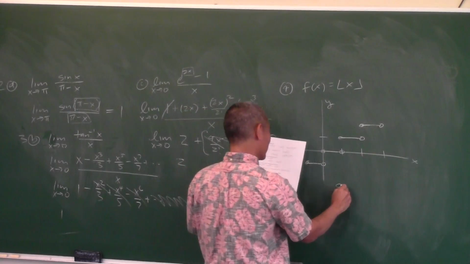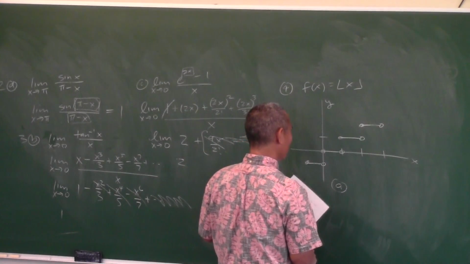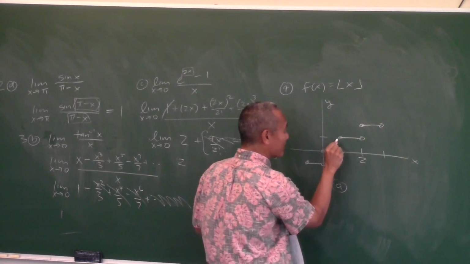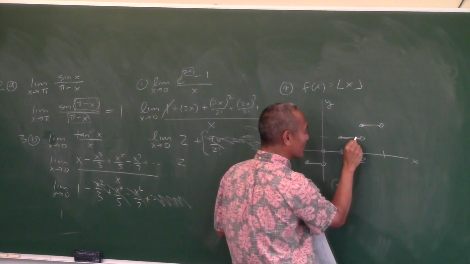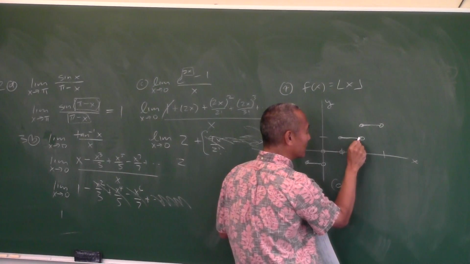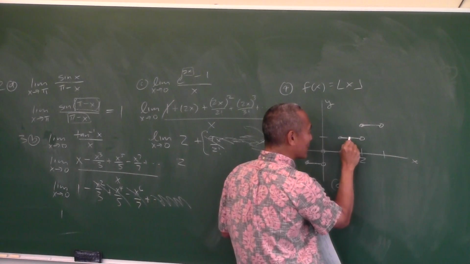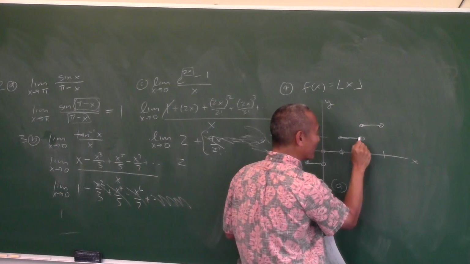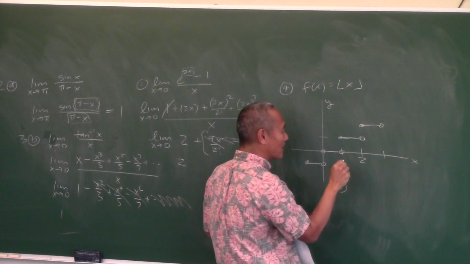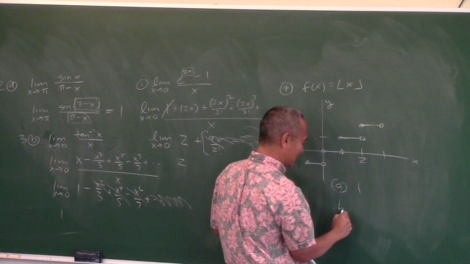Now let's answer some limit problems. A, what is the limit as x approaches 2 from the left? Okay, here's 2. Coming from the left, the y-coordinates are getting closer to what number? The graph is getting closer to what point? This point. What's the y-coordinate of that point? 1.